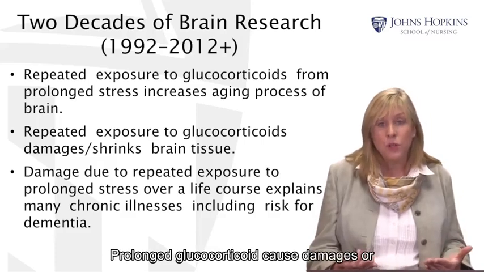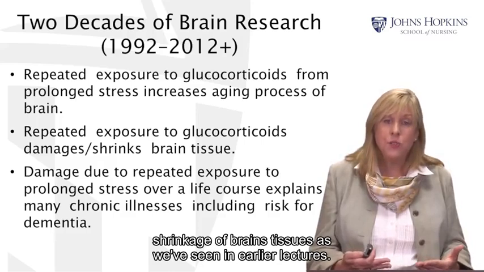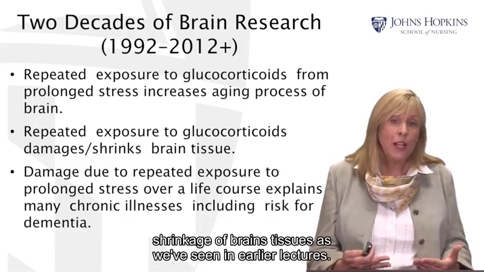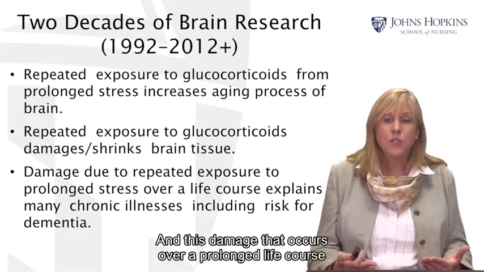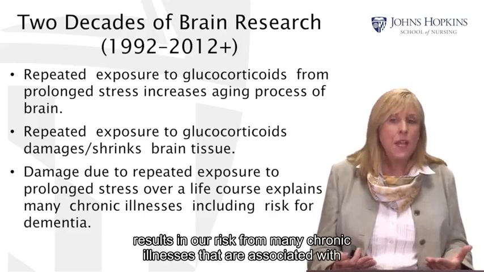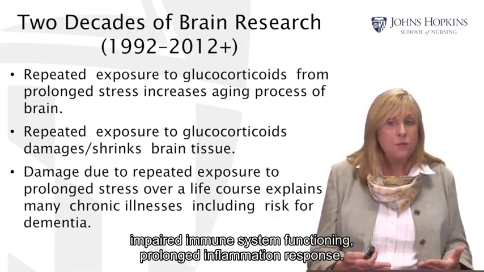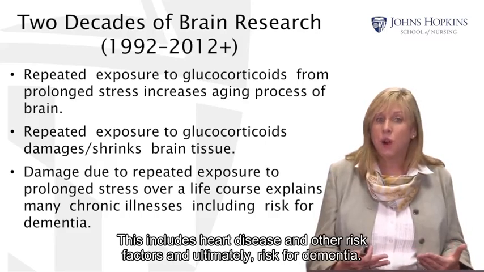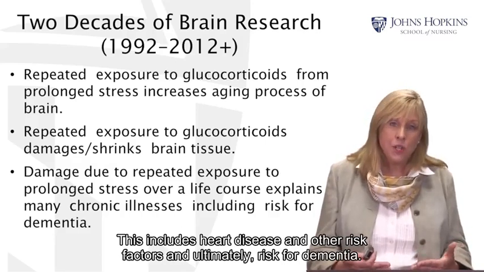Prolonged glucocorticoids cause damage or shrinkage of brain tissues, as we've seen in earlier lectures, and this damage that occurs over a prolonged life course results in our risk for many chronic illnesses that are associated with impaired immune system functioning and prolonged inflammation response. This includes heart disease and other risk factors, and ultimately risk for dementia.